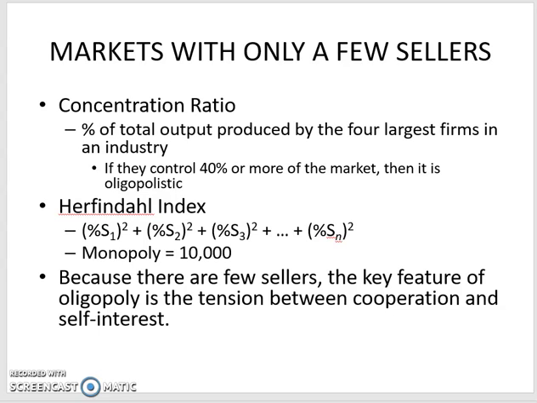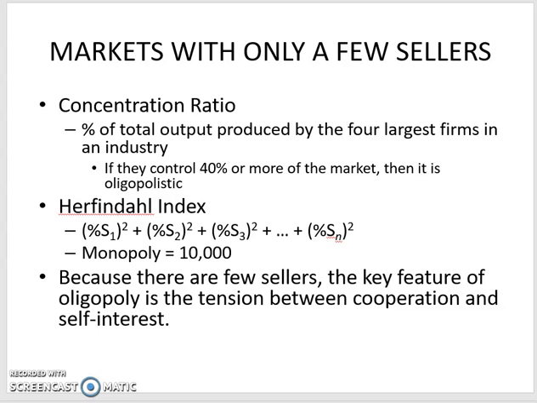Now, if the 4 largest firms combined control 40% or more of the market, then it's considered to be an oligopoly. So that's the key part, right? If the 4 biggest companies control 40% or more of a market, it's officially considered to be an oligopoly. Now, here's the thing with that. You could have a market where, say, the 4 biggest companies control like 80% of the market, and then the rest of the market is split between maybe only like 1 or 2 other companies, right? Or you could have a market where, say, the 4 biggest control 40%, and then the other 60% is split between like 20 or 30 other companies.